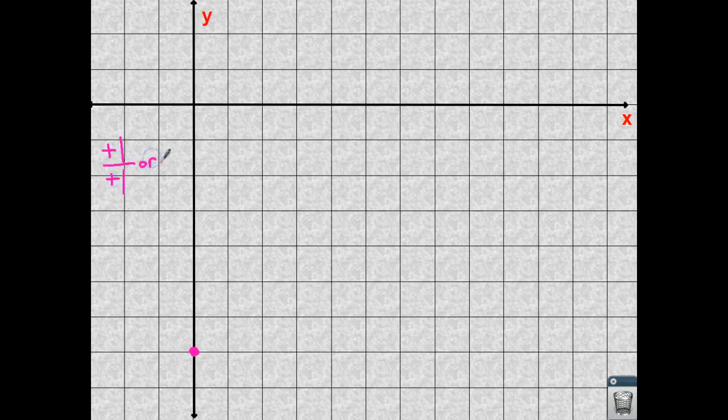Or to get the other side of the line, we can go down 1 and then left 1, because a negative divided by a negative is also that +1 slope. All right, so let's get that line. Rise 1, run 1, rise and run, rise and run. And you can see the line forming here for us.